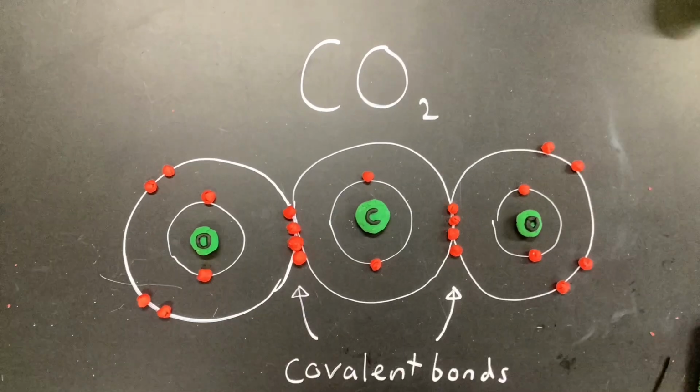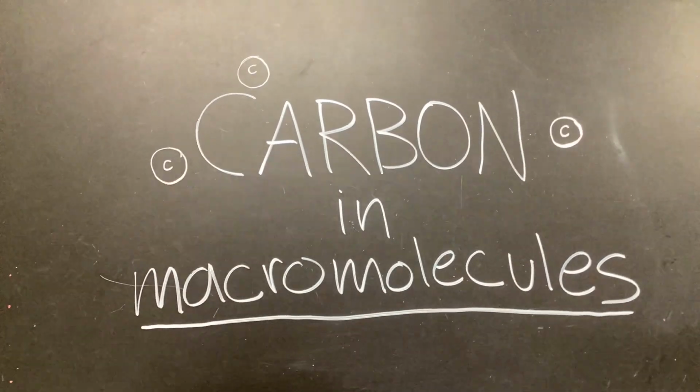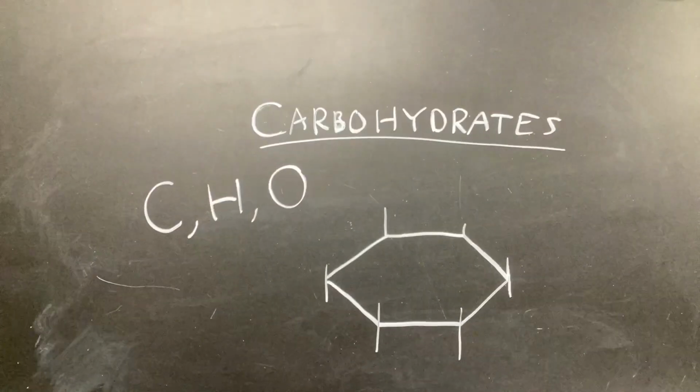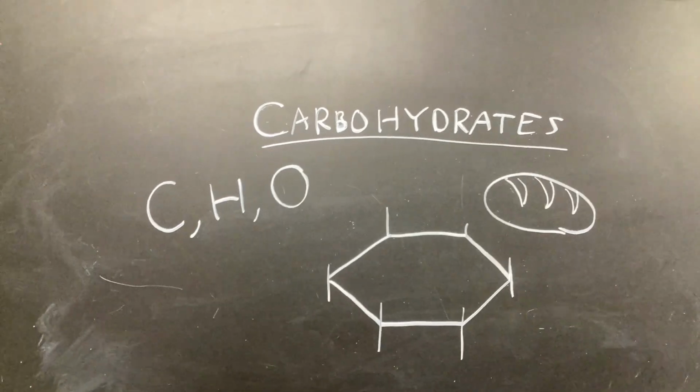It is also important to know that carbon can be found in 4 different macromolecules. The first macromolecule is the carbohydrate, composed of carbon, hydrogen, and oxygen. Bread and its high glucose content are an example of carbohydrates.